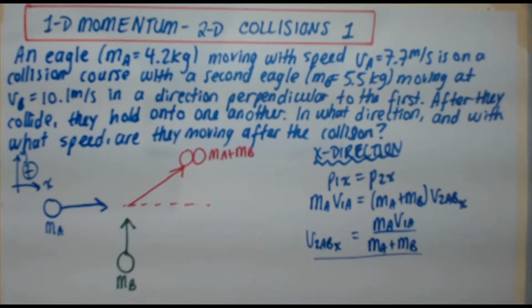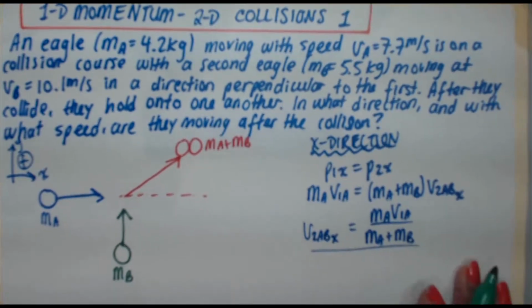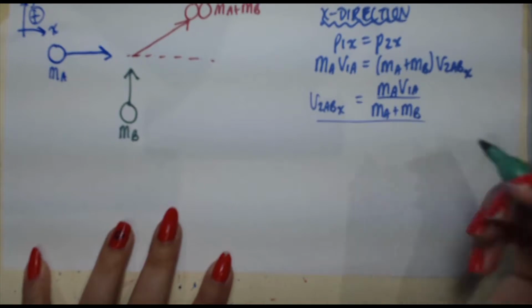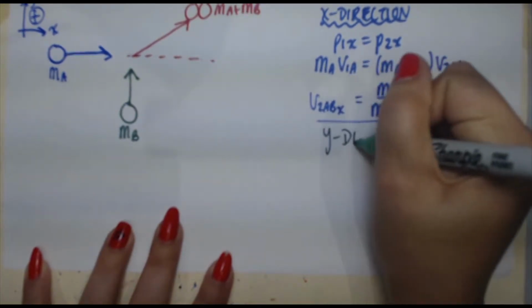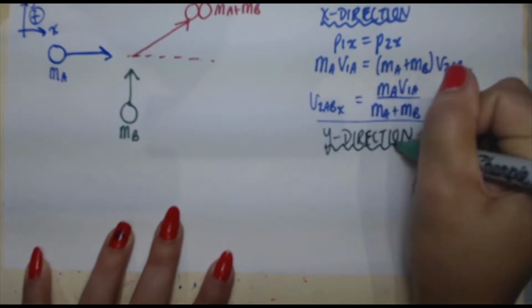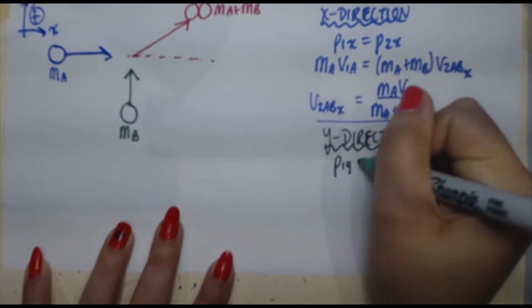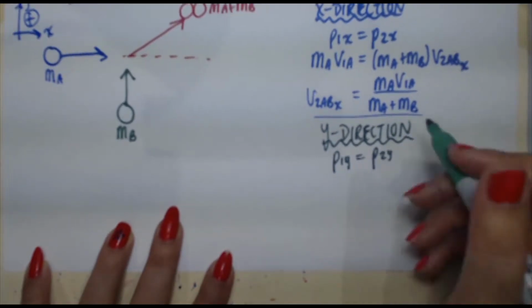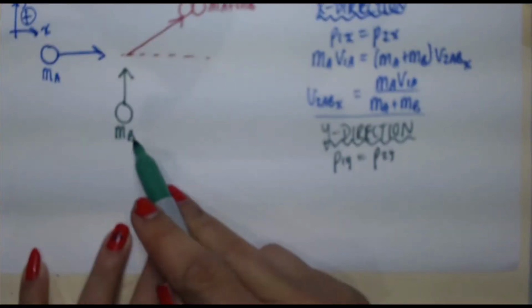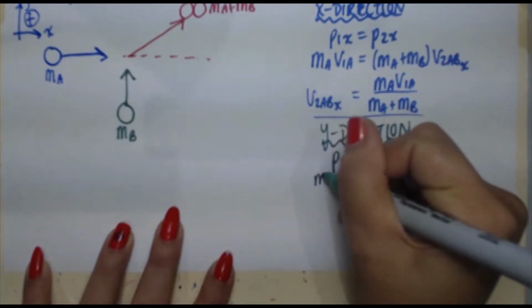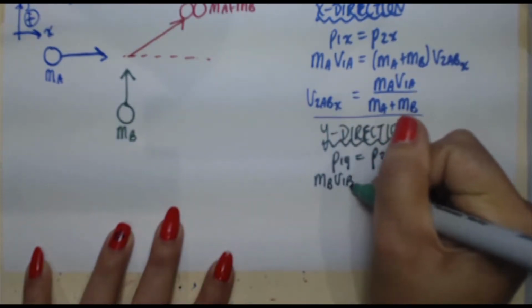Next thing we're going to do is the same thing, but in the Y direction. As you do more of these problems, you're going to see that the problem-solving strategy is almost the same. So in the Y direction, we're going to do P1Y equals P2Y. There's a lot of symmetry to this problem, and you might see a lot of things coming out that look the same. Initially, between the two of them, only this one, MB, has a Y component. So P1Y is MB V1B.